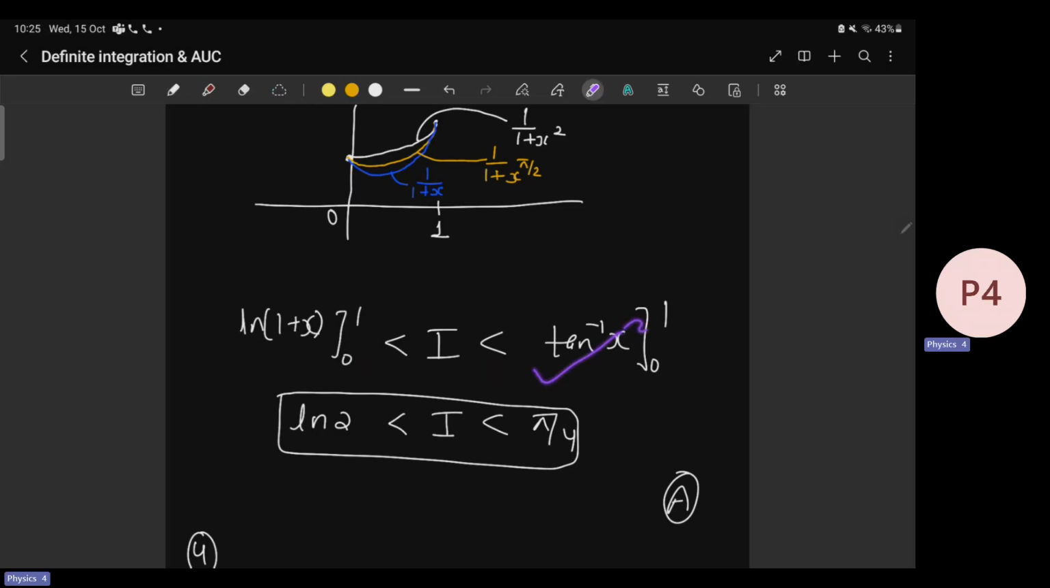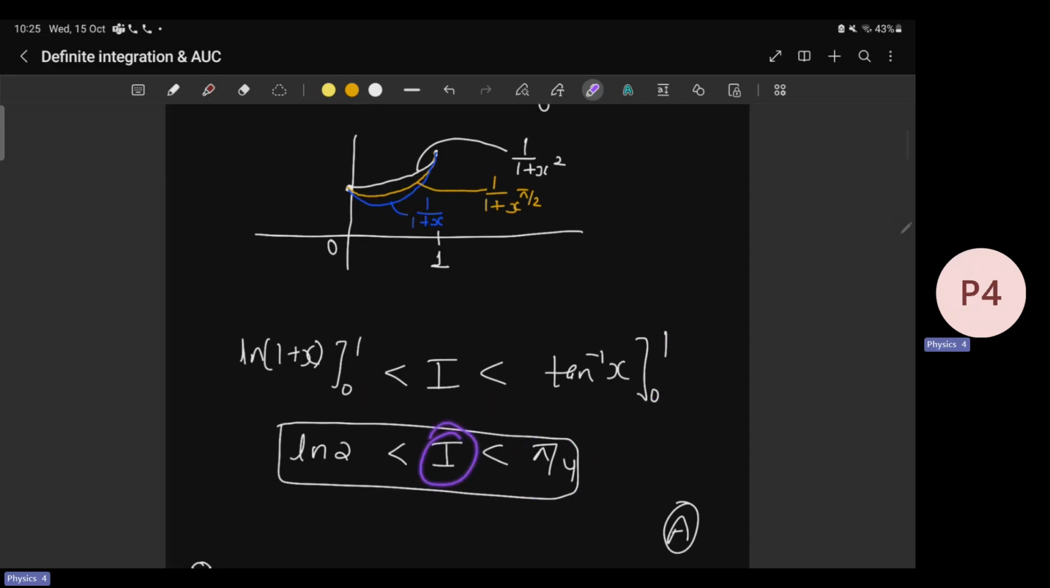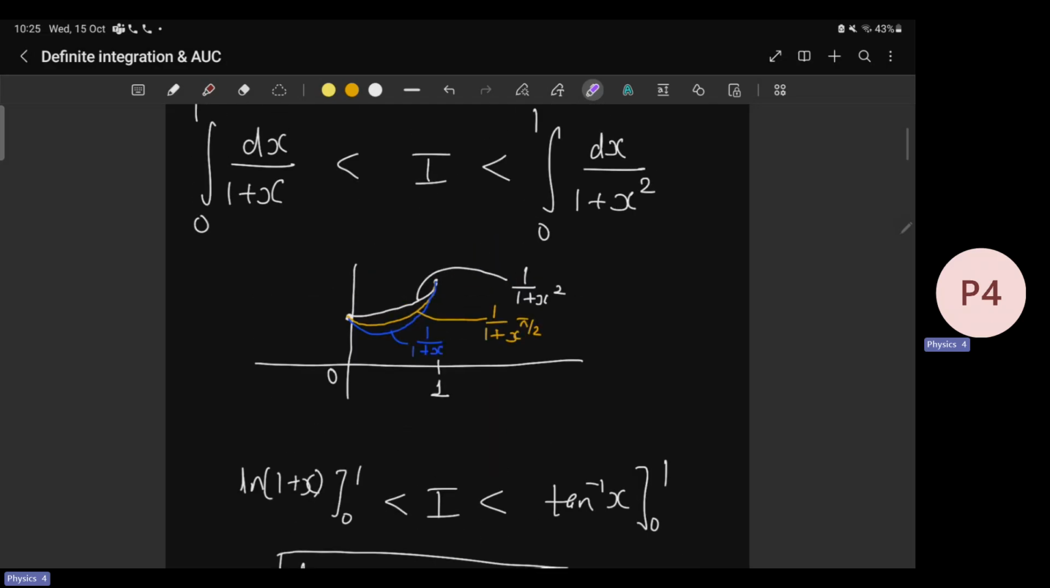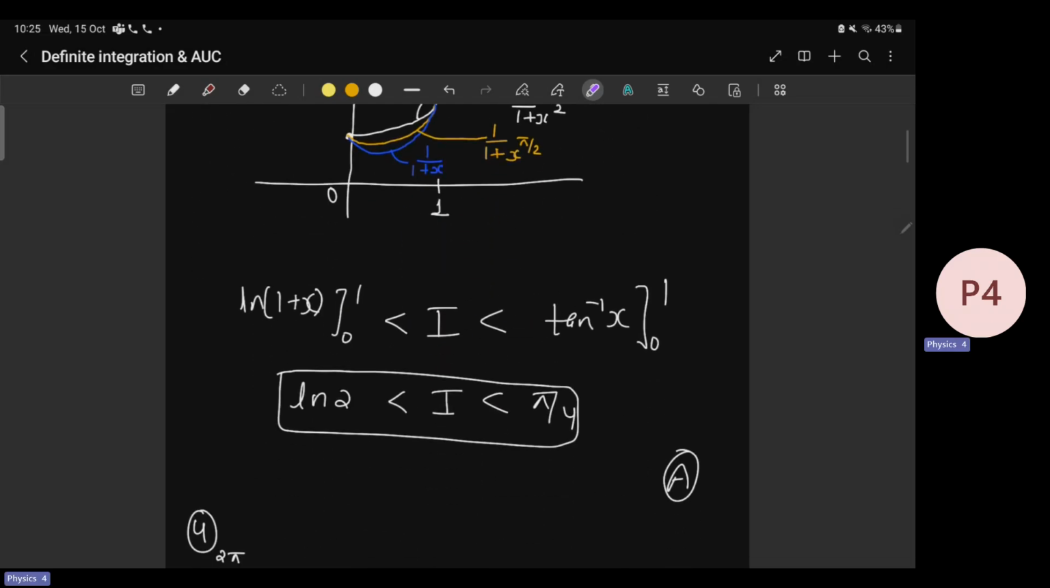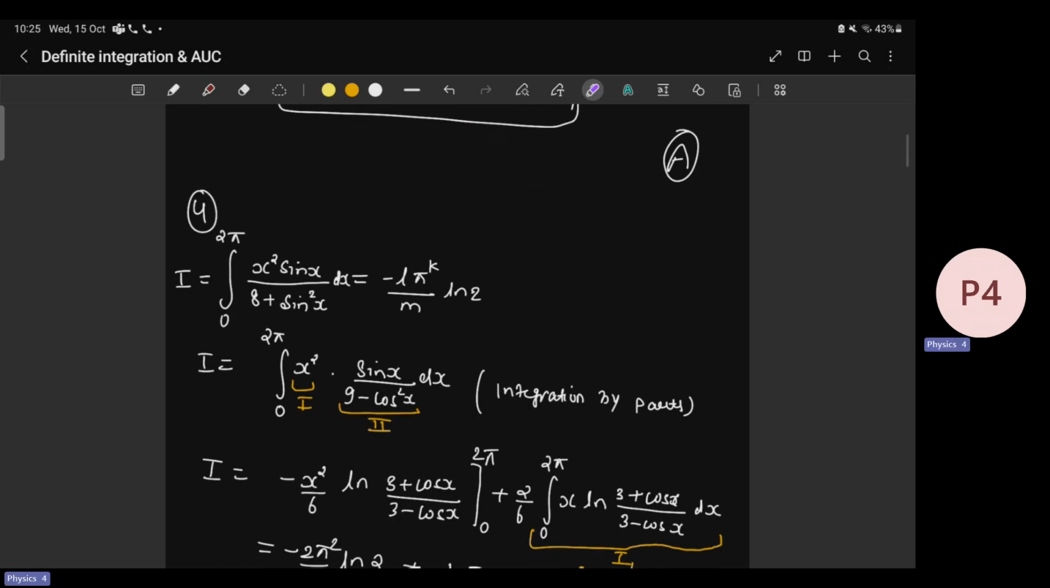And here tan inverse x, put the limit from 0 to 1. The answer is pi by 4. So the value of I lies between ln 2 to pi by 4. So we can check our option. Option A is the correct answer. Move on to the next question.